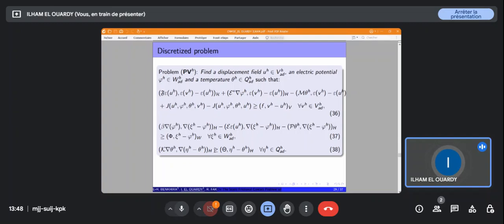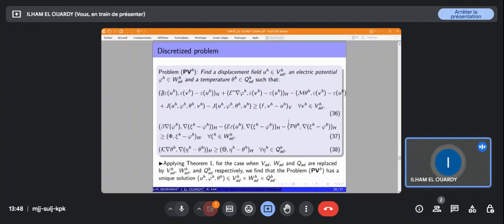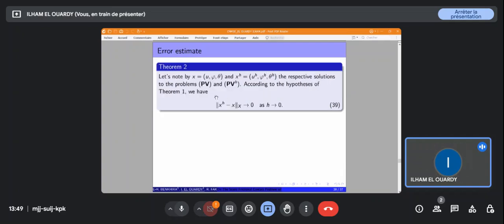Then the discrete approximation of the variational problem is stated as follows. Under the assumptions of Theorem 1, we can find that the discrete problem has a unique solution, and we have the following convergence result. The solution of the approximate problem converges strongly to the solution of the variational problem as h tends to zero.